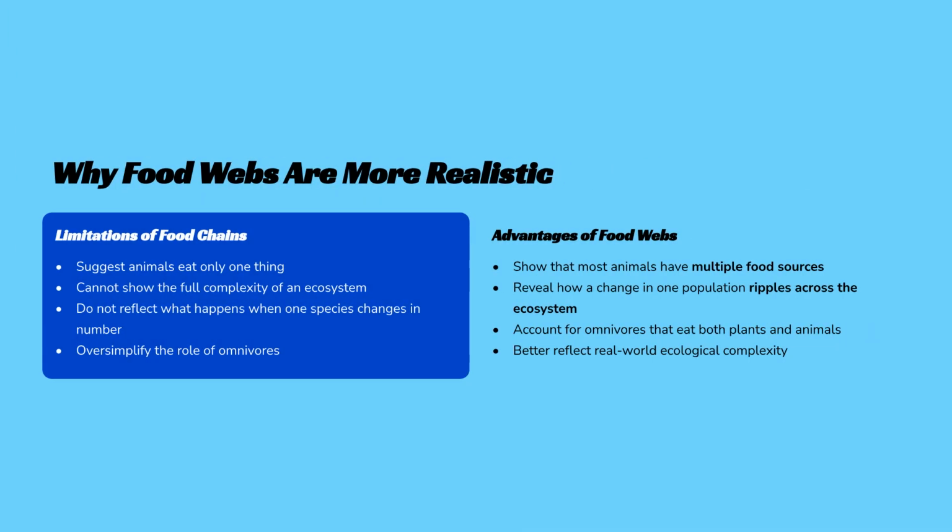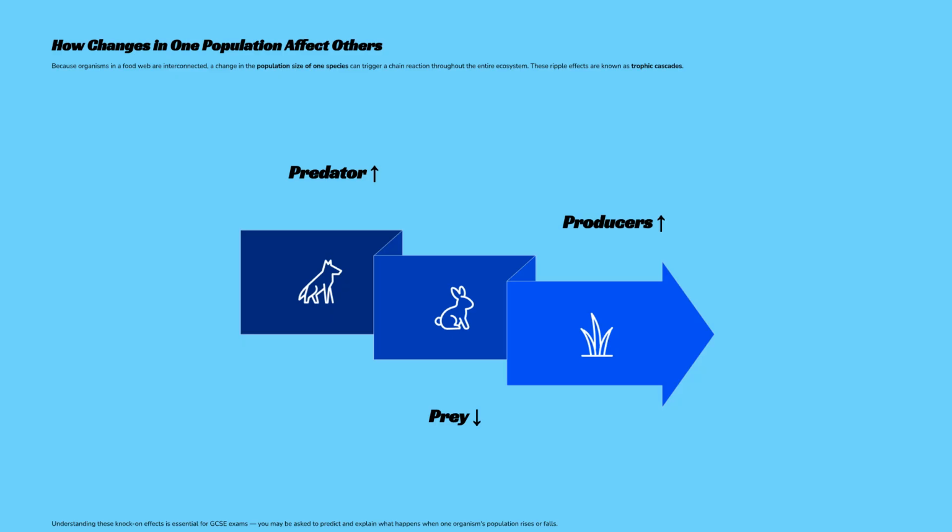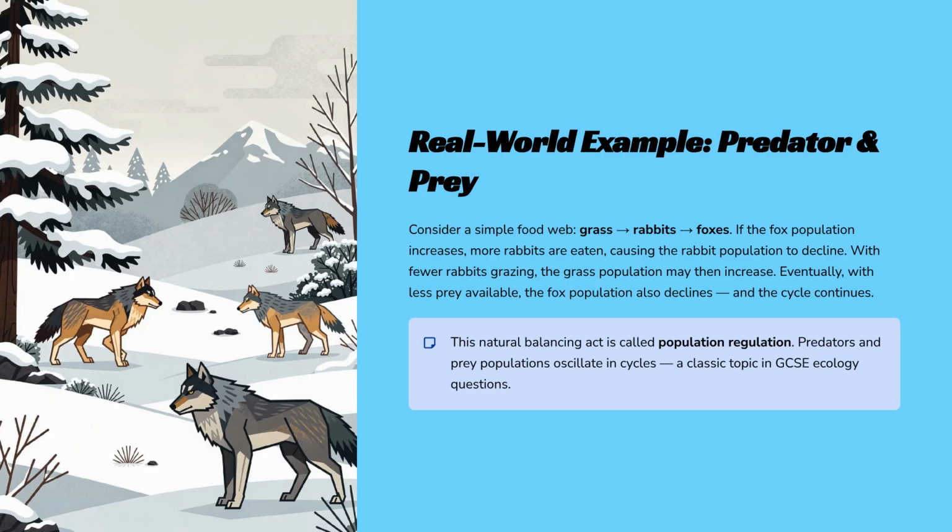In summary, food webs are more realistic than food chains because they account for omnivores, multiple food sources, and the ripple effects of population changes. Organisms in a food web are all interconnected. A change in the population size of one species can trigger a chain reaction throughout the ecosystem, known as a trophic cascade. Consider a simple food web: grass to rabbits to foxes. If the fox population increases, the rabbit population declines, which can eventually lead to an increase in grass.